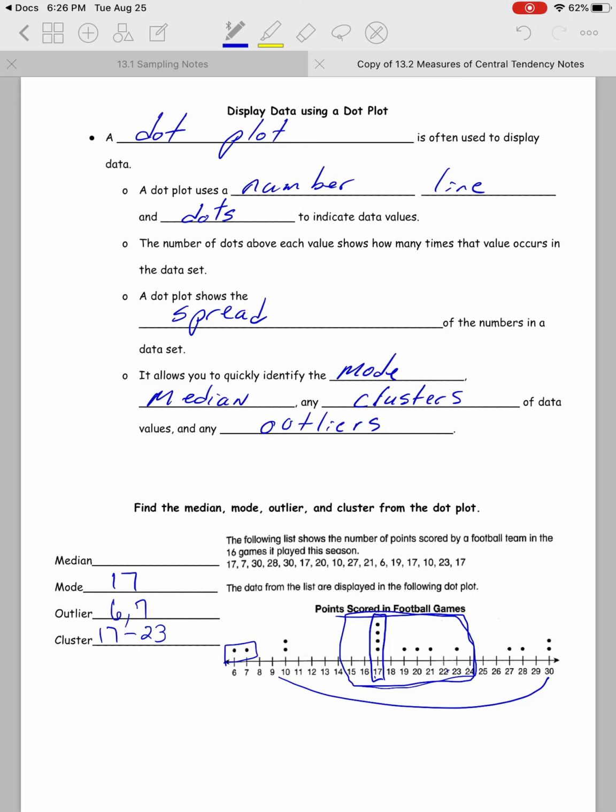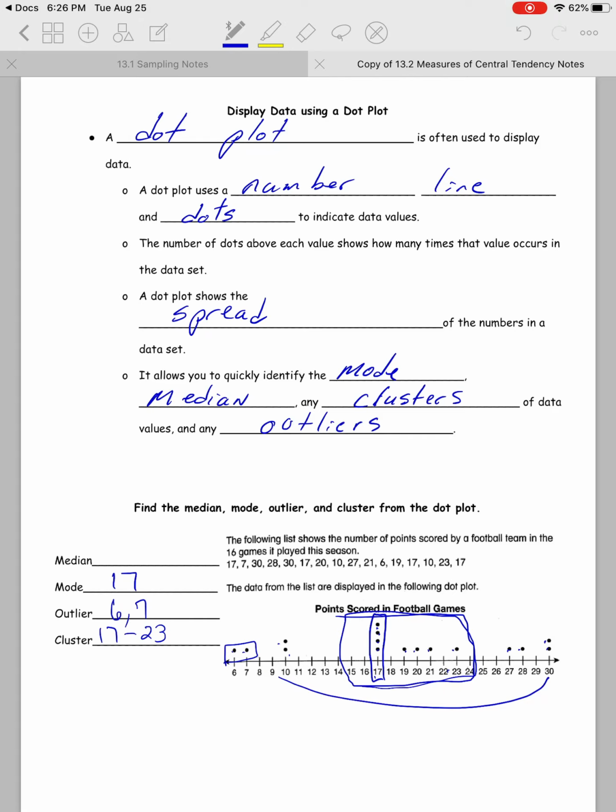Lastly, let's look at the median. What do you think the median or the middle data point would be? What we have to do is to get these in order. So, let's list them. 6, 7, 10. Actually, we don't really have to list them. You can just count the dots. So we got 1, 2, 3, 4, 5, 6, 7, 8, 9, 10, 11, 12, 13, 14, 15, 16. So we have 16 data points, or 16 different numbers.